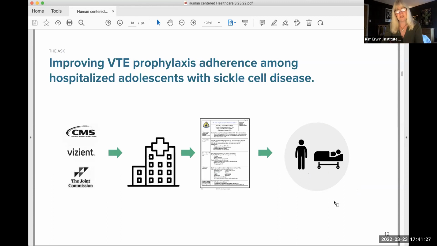And the reason for this are these three groups on the side. CMS is the Center for Medicaid and Medicare Services. They are the payers. They pay you based on the performance that you can show against quality indicators. Vizient is a nationwide group. 97% of academic medical centers are partners or members of Vizient. It's a healthcare quality performance group.